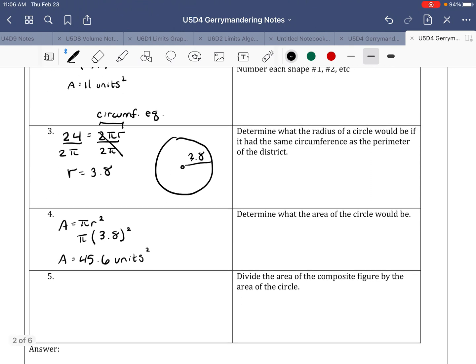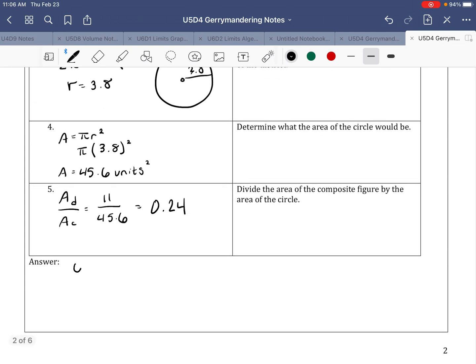Last, what we're going to do is divide the area of our original figure by the area of the circle. So we're going to do area of our district divided by the area of our circle, and that's going to be 11 divided by 45.6. We get 0.24. So our answer, 0.24, is our Polsby-Popper ratio.